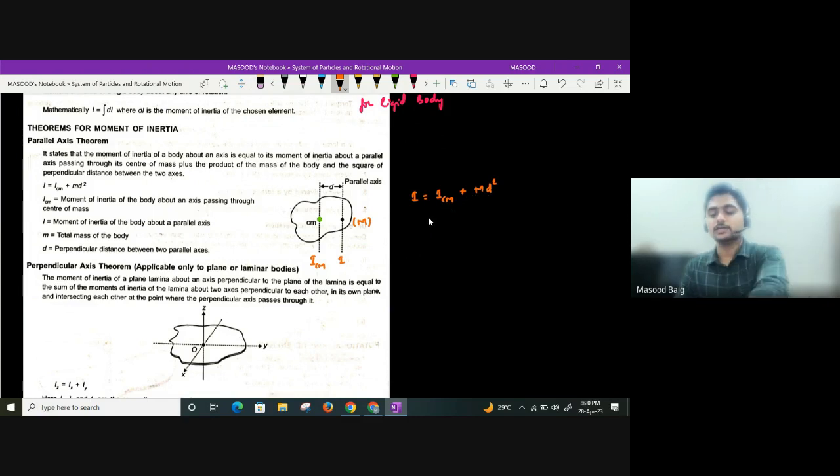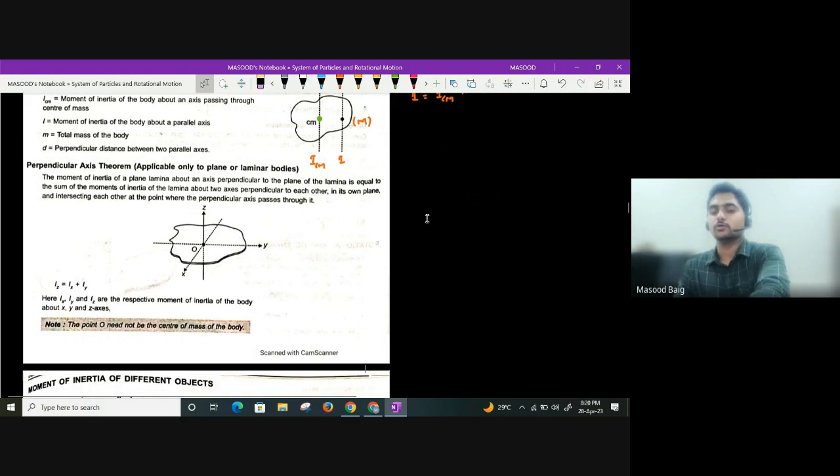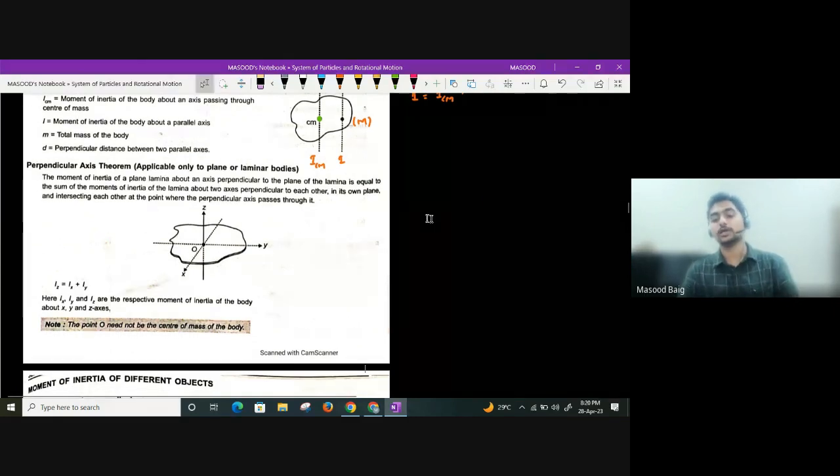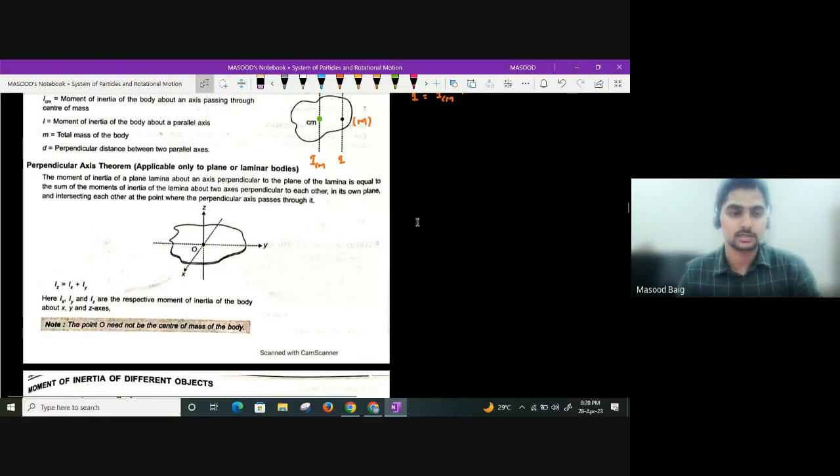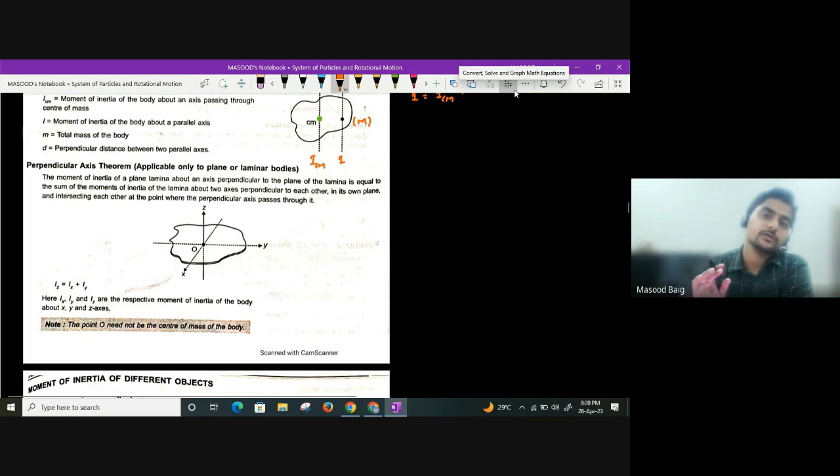Whereas the perpendicular axis theorem is applicable only in two-dimensional space. The parallel axis theorem can be applicable for any object, guys, whether two-dimensional, three-dimensional, or four-dimensional. But the perpendicular axis theorem is applicable only for a planar object. So suppose an object is lying in the xy plane, which axis will be perpendicular to the xy plane? The z axis. So what is the perpendicular axis theorem stating?